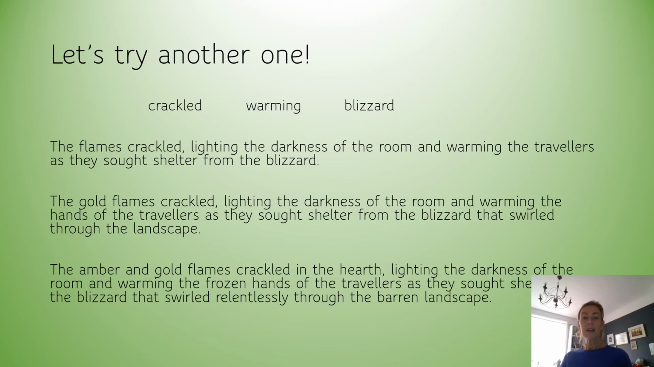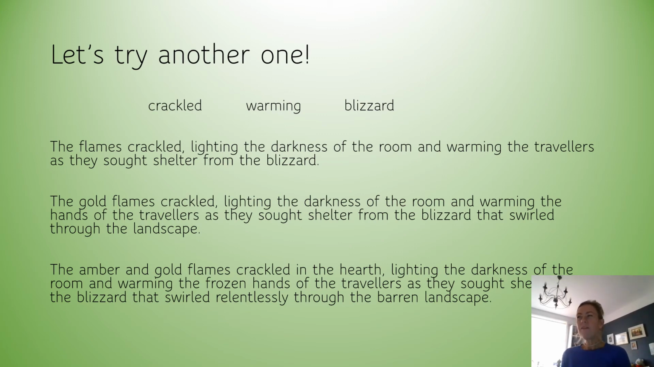Again, it's telling me that it's warming the travellers' hands. It's telling me that the flames are gold. Okay. And lastly, I added a little bit more juice to my sentence. The amber and gold flames crackled in the hearth, lighting the darkness of the room and warming the frozen hands of the travellers as they sought shelter from the blizzard that swirled relentlessly through the barren landscape. Just gives you a lot more information.